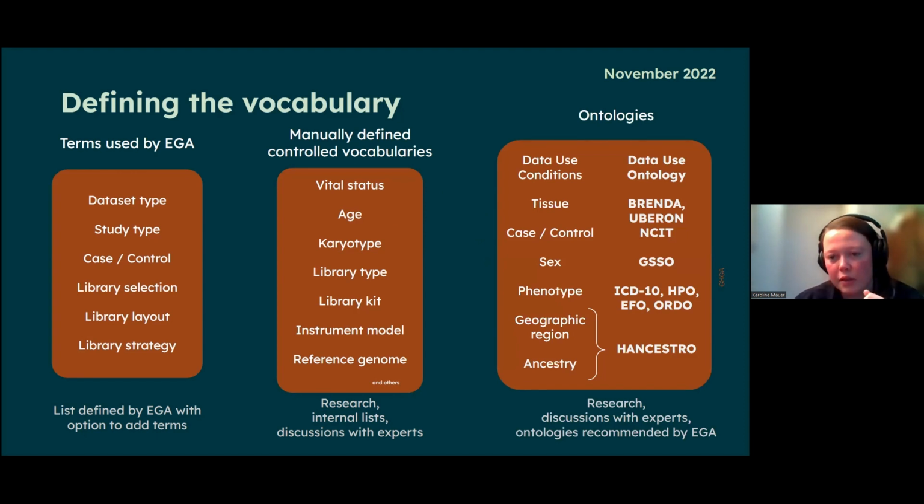For example, the data use ontology. We use Brenda or Oberon for tissue and cell line, and for the phenotype and the disease diagnosis, we have implemented ICD-10 codes, the Genome-Phenotype ontology, experimental factor ontology, and the Orphanet rare disease ontologies. While defining our vocabulary, we were always in discussion with experts from the respective fields to make sure that the terms we are defining and the ontologies we are choosing are community accepted.